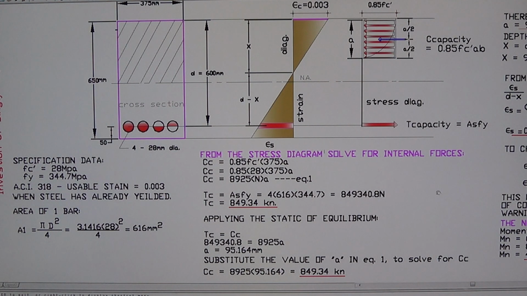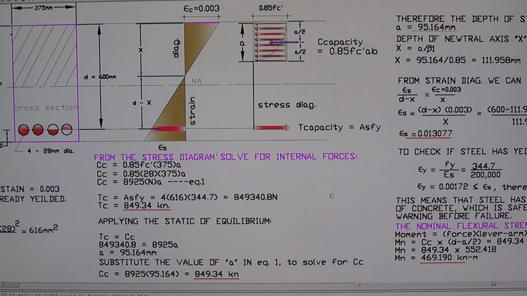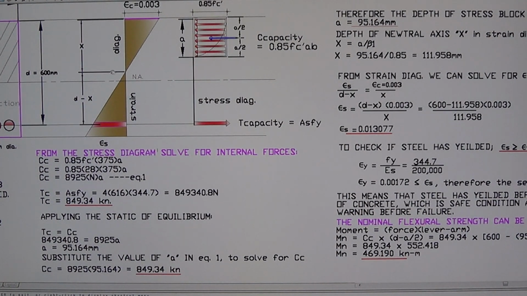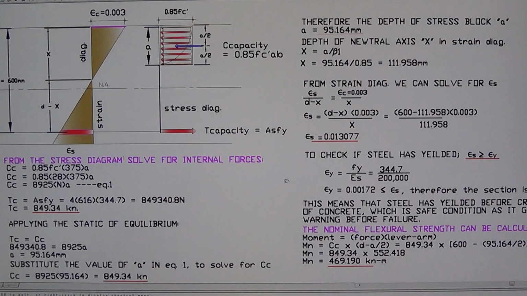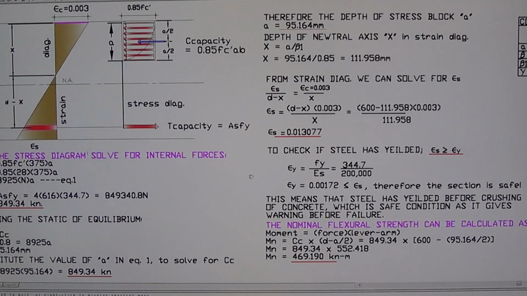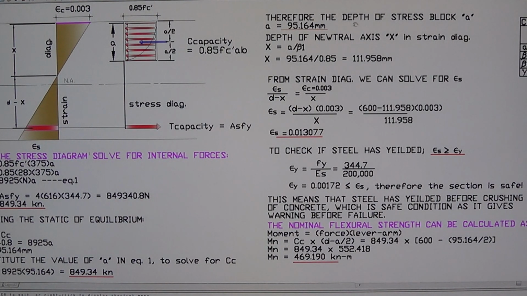Alright, now we have both forces, the compression and tension, and we have the A. Now we can solve for X. The X here is the distance from the neutral axis to the outer fiber of the concrete. Therefore, the depth of the stress block A is 95.164.